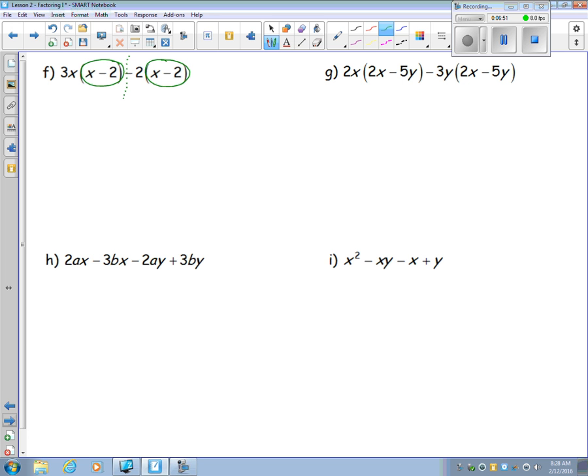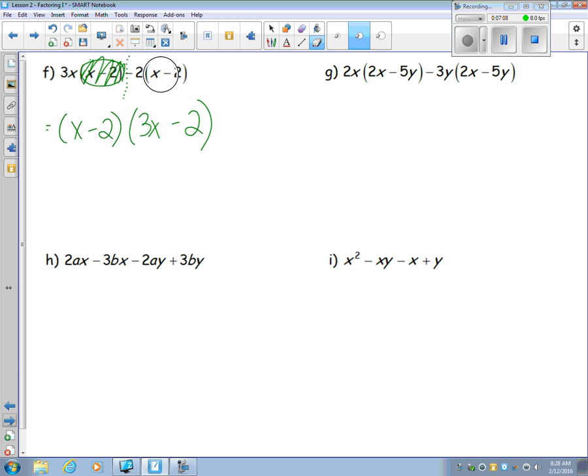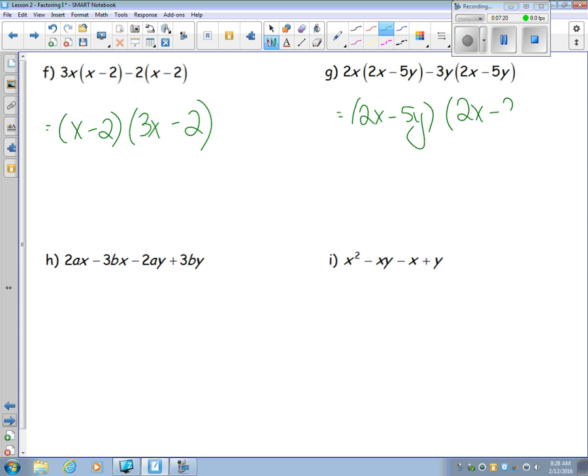The way it's going to look is I'm going to write down my expression, x minus 2. And if I take that out, let's pretend it's gone for a second here, I'd be left with a 3x on the first part and a minus 2 on the second part. And that's how we can factor something that has more than one part to it. And if you try the next one there, what do they have in common? Hey, they both have the expression 2x minus 5y in common. So we'd be left with 2x minus 3y factored.